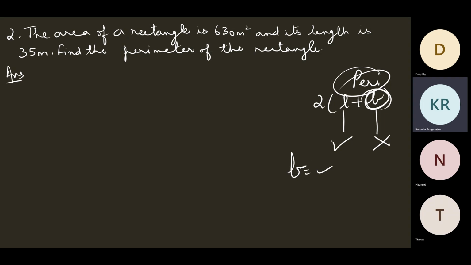Now, how to find B? To find B, some other information is given. And what is that other information? Area of the rectangle. Why have they given the area of the rectangle? To help you find the breadth. See, the question is to find the perimeter of the rectangle. To find the perimeter, you need L and B. Why should they give you area? They're giving you this extra information in order to find the missing information, which is the breadth of the rectangle.